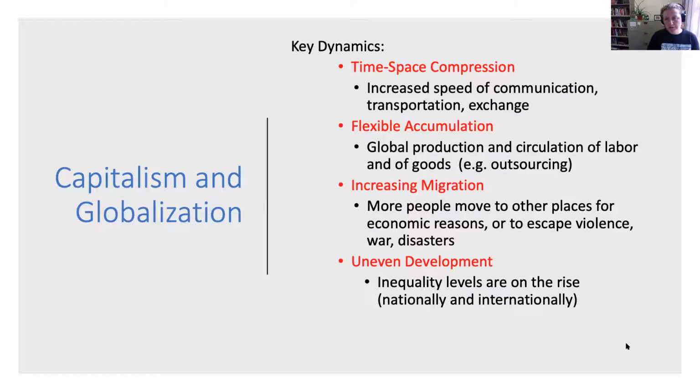So these are four aspects of globalization, right? When we talk about globalization, we think about these four things, and we think about these four aspects that have created a new global dynamic in which we live today.